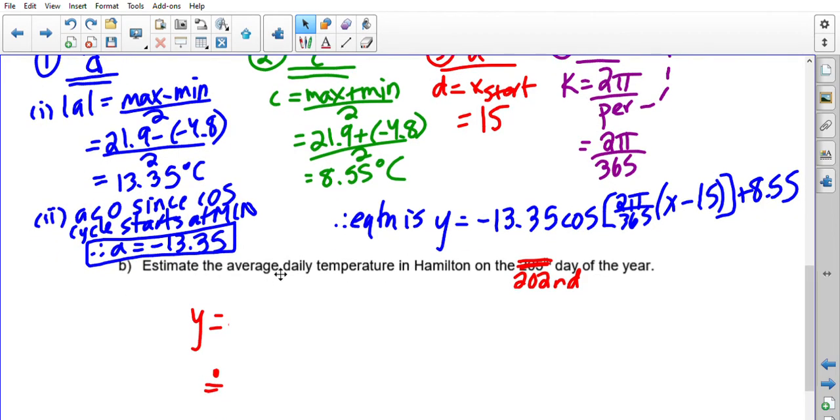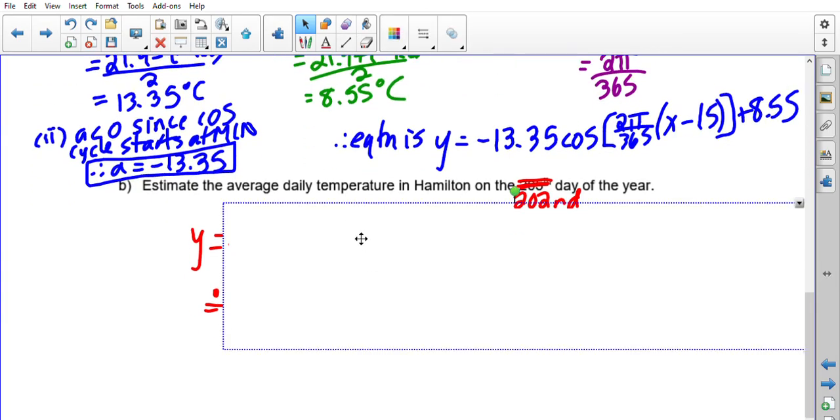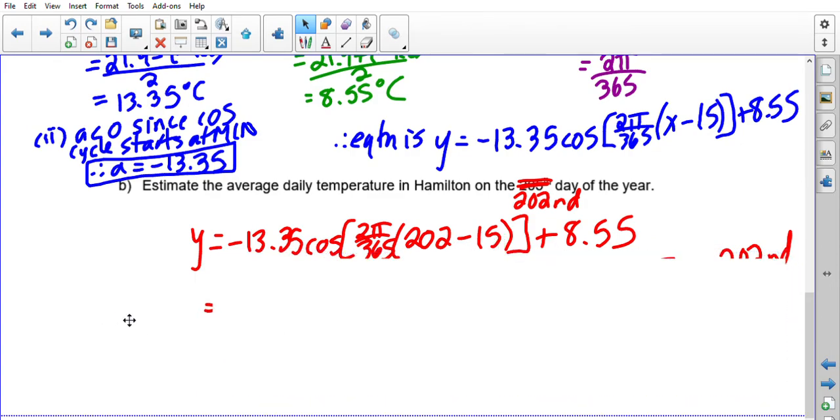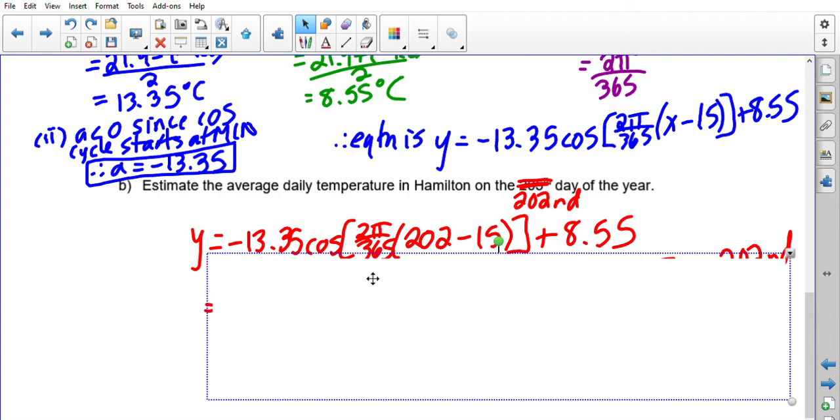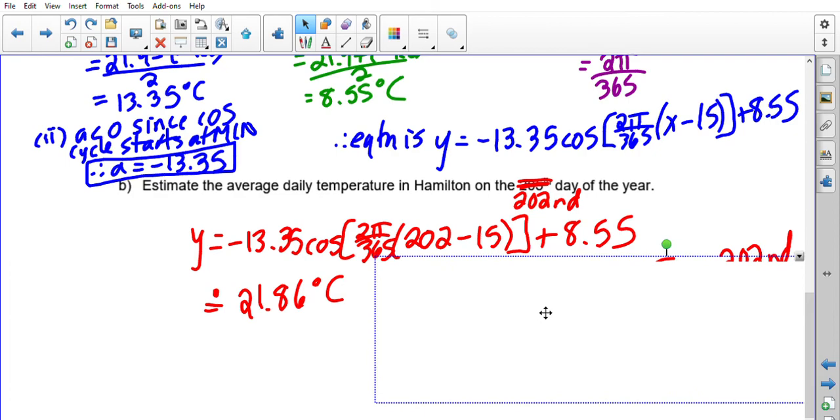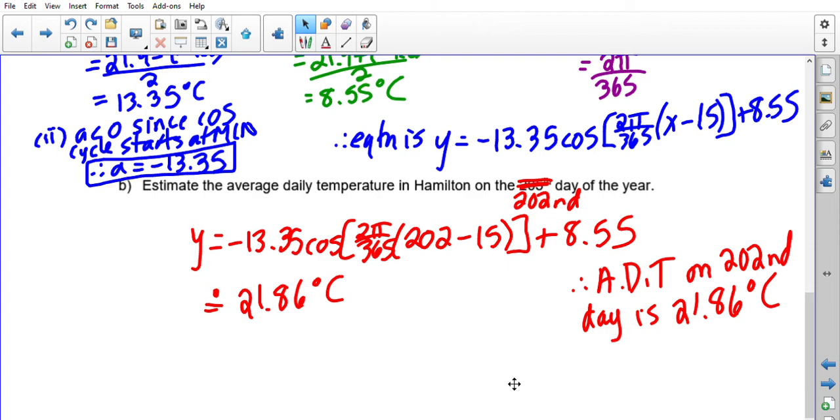All right, now we're going to use this to estimate the average daily temperature in Hamilton on the 202nd day of the year. So remember x represented the number day of the year, so we can sub 202 in the way it is. Okay. For this one, I want you to round to 2 decimal places. So try entering that into your calculator. Okay. And you should get an answer of something very close to the max. And you should get an answer of 21.86 degrees Celsius. So make sure you round to 2 decimal places. So therefore, the average daily temperature on the 202nd day is 21.86 degrees Celsius.